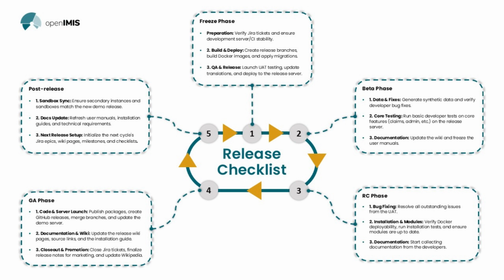Then we have what we call closeout and promotion, where we close all Jira tickets to be sure that everything that was raised has been addressed. We have finalized release notes for marketing, for anybody who wants to use openIMIS to have all what they need in our wiki page. But that does not end, because after all of this, with the availability of our release, we immediately start our post-release activity. And this is in preparation for the next release, because this is an ongoing cycle.